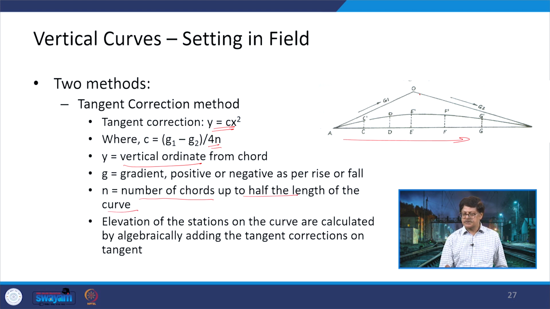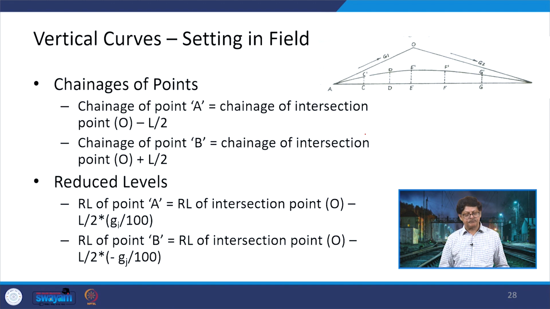If this is half of the length of the curve, L by 2, what is the total number of chords here or here? That is the n we are talking about. The elevations of the stations on the curve are calculated by algebraically adding the tangent correction to the tangent. If we add the tangent correction here, we will get the points here. That is the vertical ordinate we are talking about.